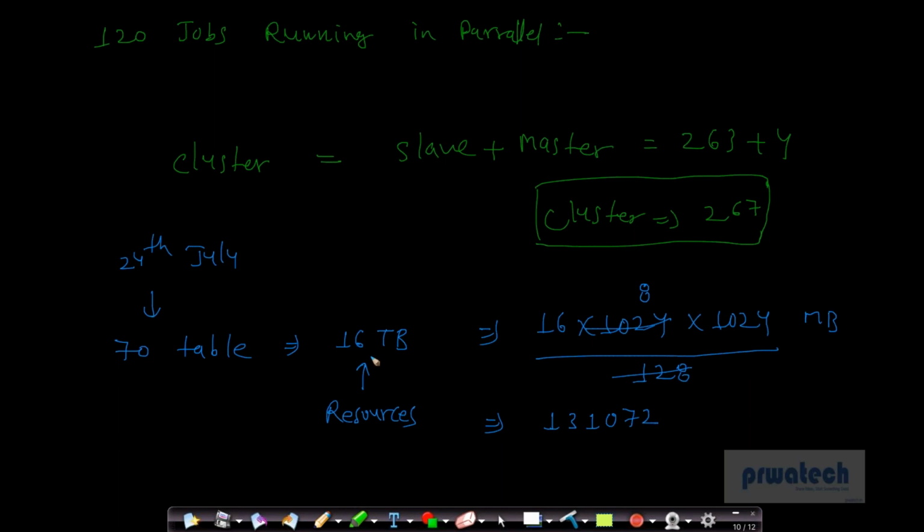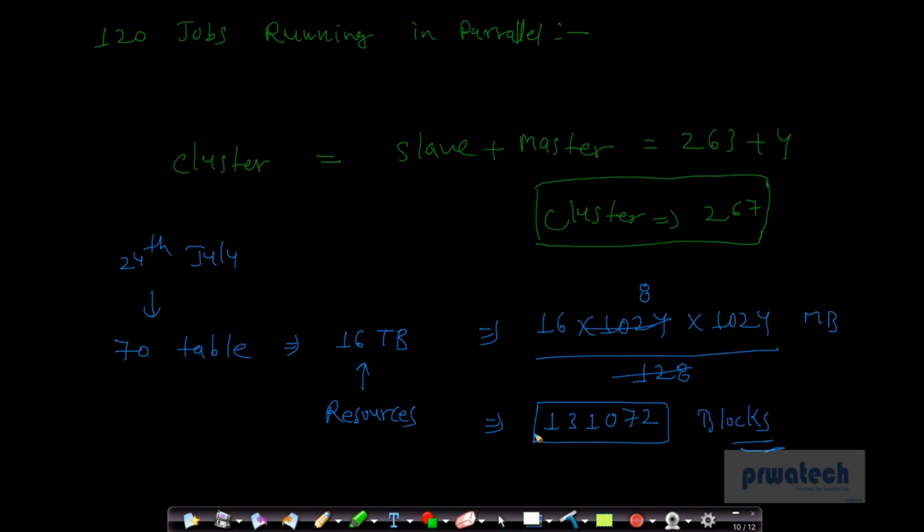131072 MB. If you convert 16 TB into MB, I'll get this number. And this is the number of blocks. This is the total number of blocks, because I have divided by 128, which I want to process.